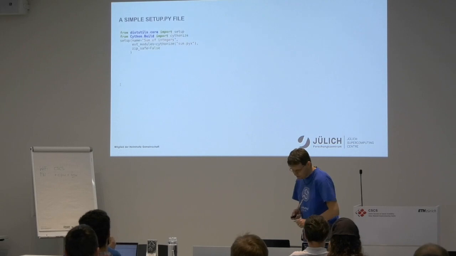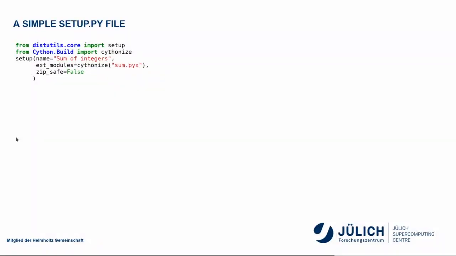And then you usually generate a setup script. You have probably seen setup.py files before, when you wanted to compile a Python extension. So this is a simple setup file. It would take a file sum.pyx, that is the usual extension for Cython files. Here we give it a name, and it will then generate a module and a dynamically loadable library.